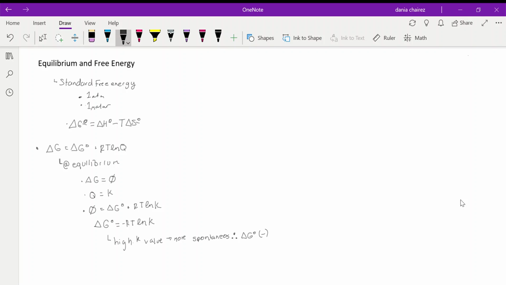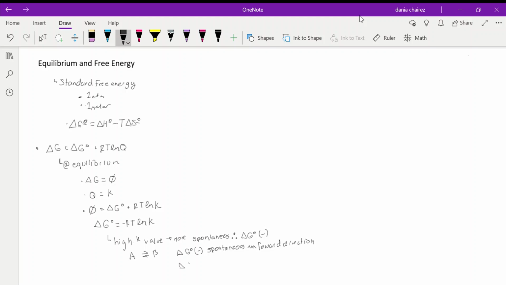And because we're dealing with equilibrium, when we have our formulas, it's like A to B, and it has these double arrows. So what this now means is that if your delta G naught is negative, then it's going to be spontaneous in the forward direction. So delta G naught negative, spontaneous in forward direction.